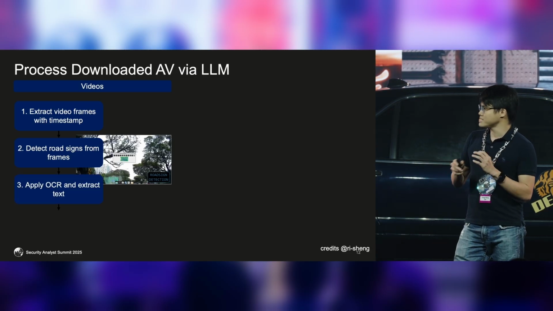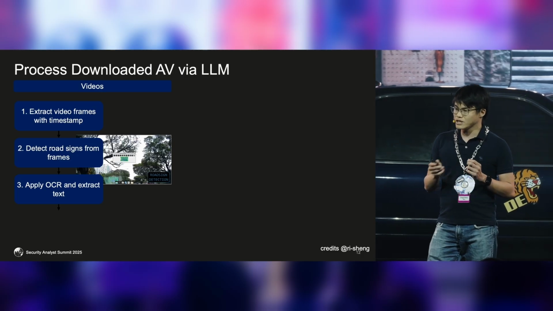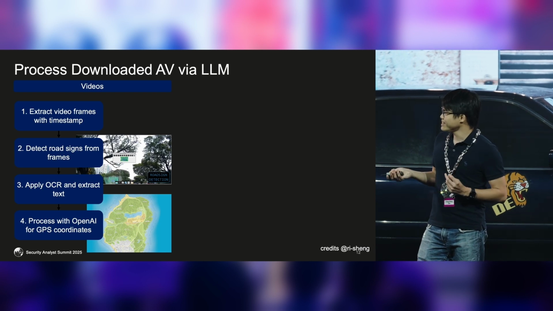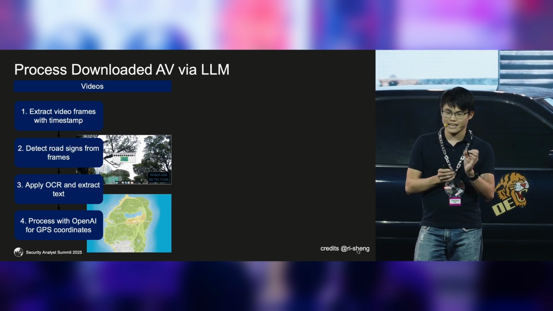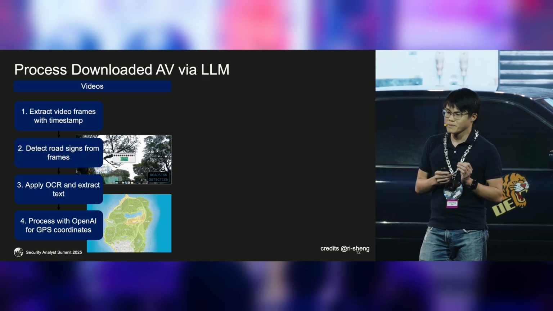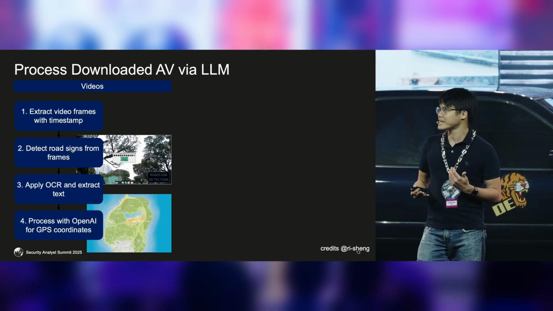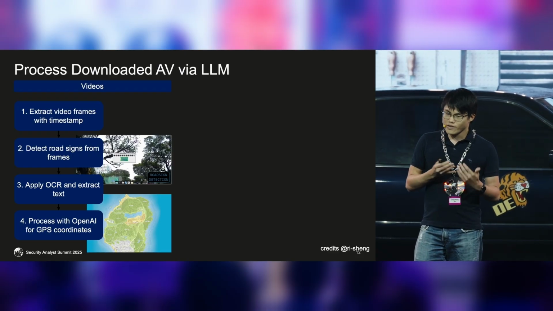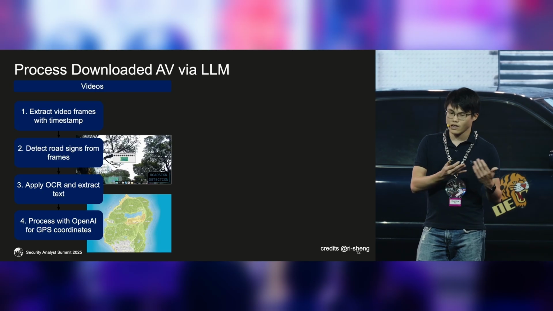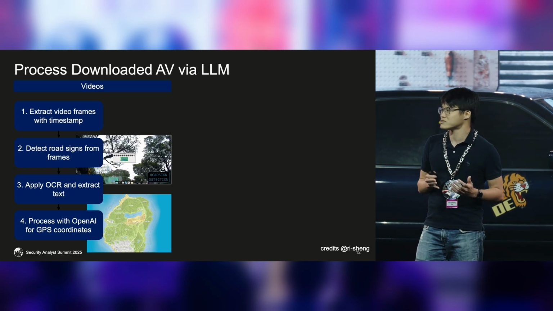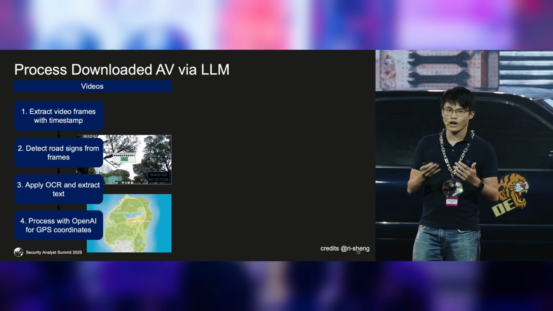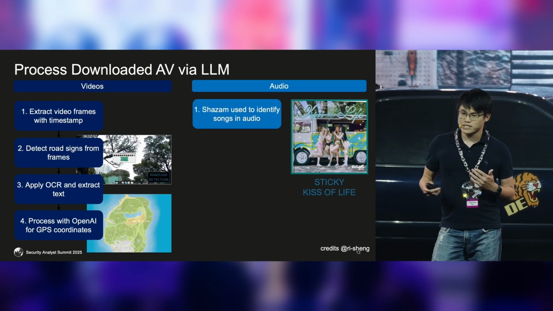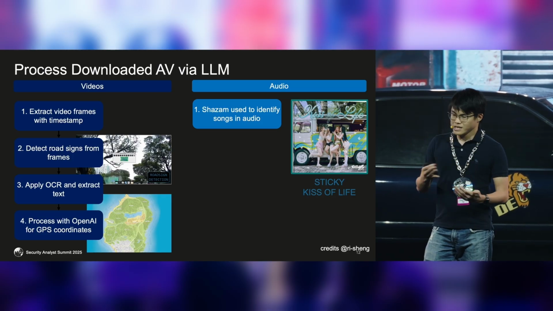After identifying the road signs, we apply OCR using Google Cloud to extract the text. And finally, because of the resolution, some of the extracted text might not be accurate. So we need to have more intelligence. In this case, we run it through an ML model such as OpenAI to guess the location and even get the latitude and longitude, in order for us to plot this route onto Google Maps to understand where the driver has actually traveled to.